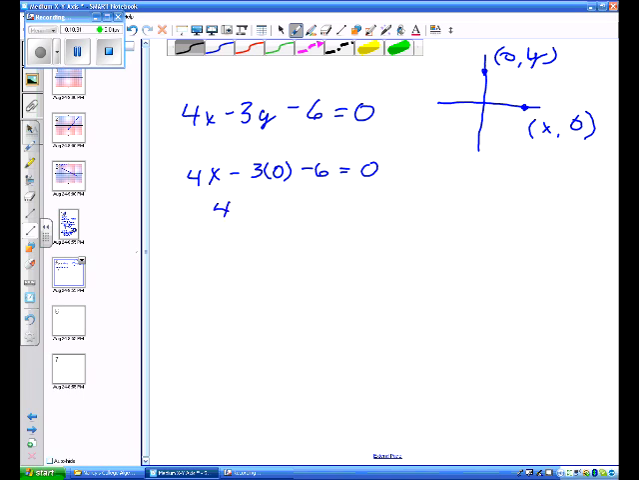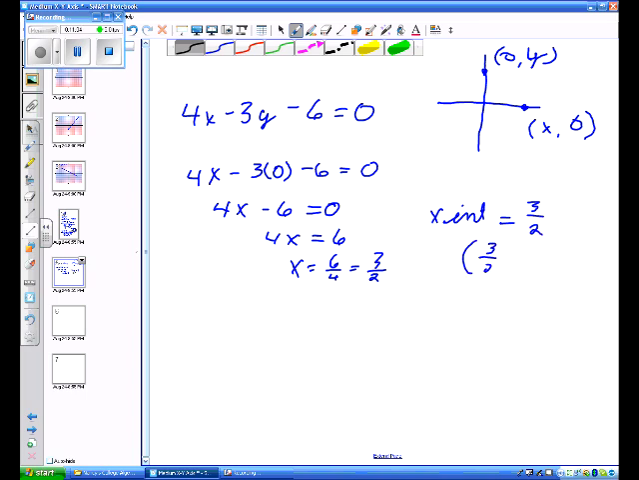And so we have 4x minus 6 equals 0 because 3 times 0 is 0. Then solving for x, we would add 6 and divide by 4. Now 6/4 will reduce to 3/2. Now again, we don't write an intercept as x equals, so you would have to go back and say the x-intercept is 3/2, or you could just write it as an ordered pair, 3/2, 0. So we have our x-intercept.